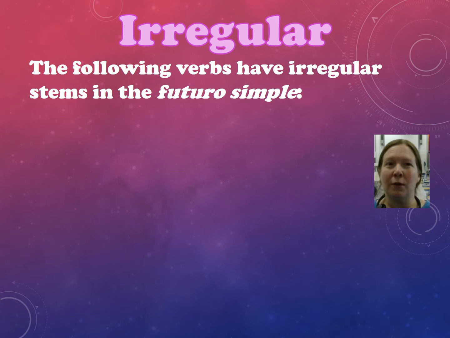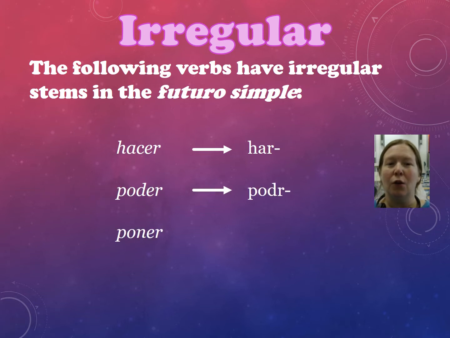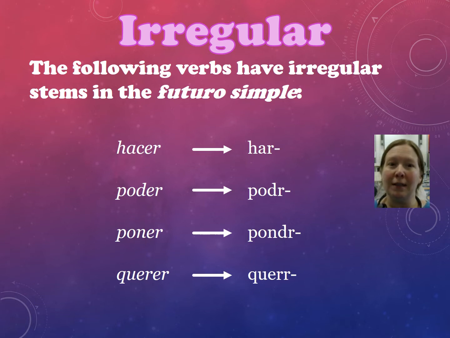Here are some of the verbs that use irregular stems. With hacer, you're not going to use the entire infinitive. You are going to change hacer to har. For poder, it's going to change to podr. For poner, it changes to pondr. For querer, it changes to querr. So again, notice you cannot just take the infinitive for any of these. You actually have to memorize what the beginning is going to be.